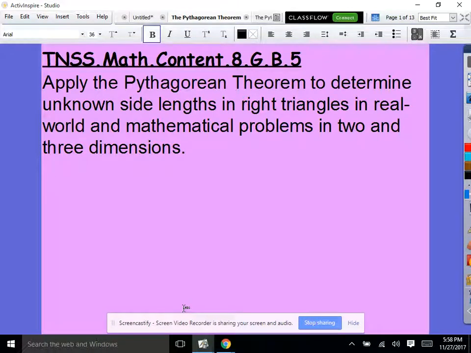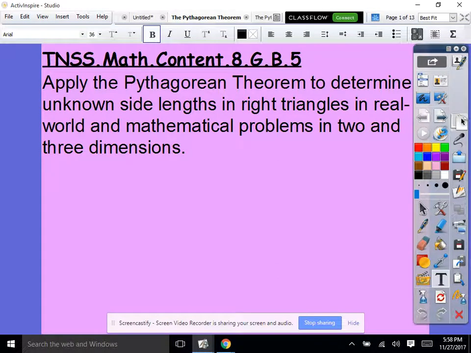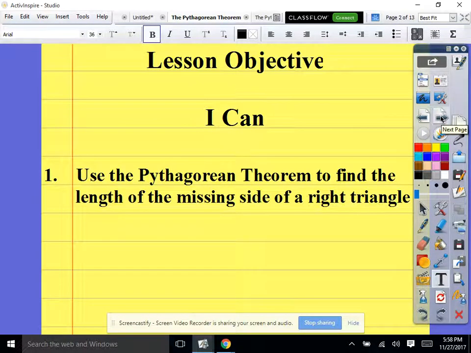Our Tennessee state standard is to apply the Pythagorean theorem to determine unknown side lengths in right triangles in real-world and mathematical problems in 2 and 3 dimensions. Your lesson objective that you need to write down is to use the Pythagorean theorem to find the length of the missing side of a right triangle. So you'll need to pause the video and write that down.